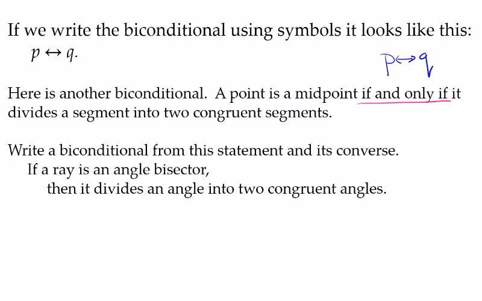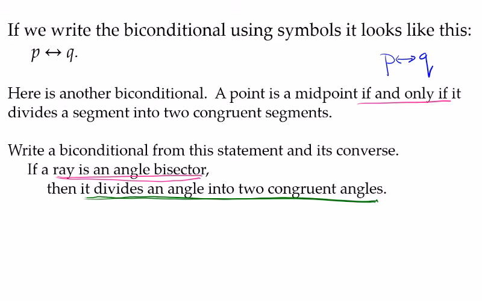All right, so let's try this next part. Write a biconditional from this statement and its converse. So if a ray is an angle bisector, there's our hypothesis, then it divides an angle into two congruent angles. So the converse would be, if a ray divides an angle into two congruent angles, then that ray is an angle bisector, right?